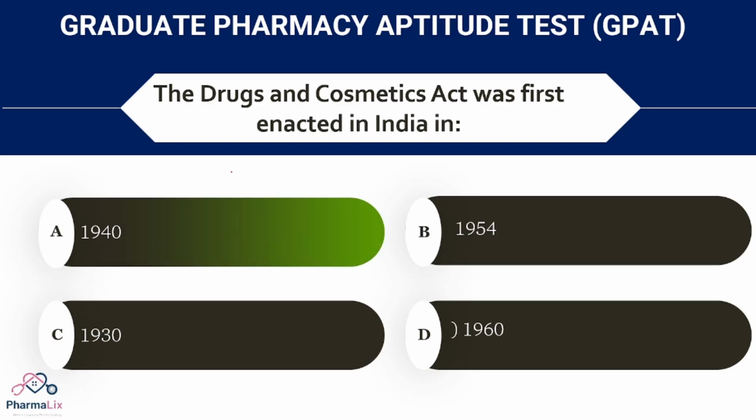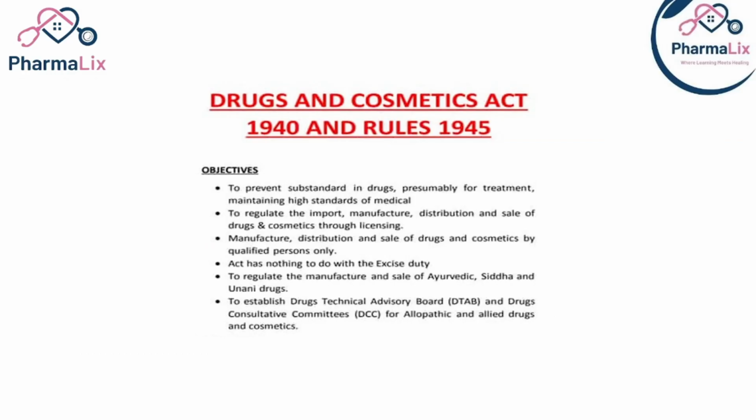Now let's see how we can learn these dates, how we can memorize these dates. The Drug and Cosmetic Act 1940 and the rules were given in 1945. This is the objective of the Drug and Cosmetic Act. Okay, so let's move on to our trick. First let's start from the Drug Act. First it came the Drug Act. The Drug Act came in 1940.